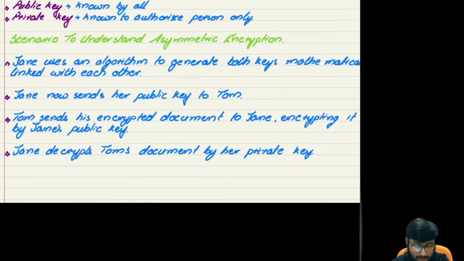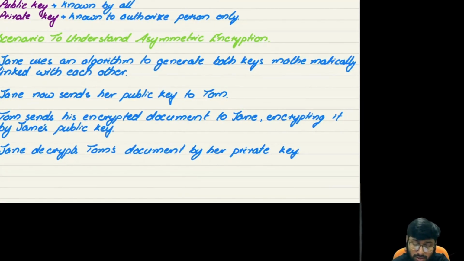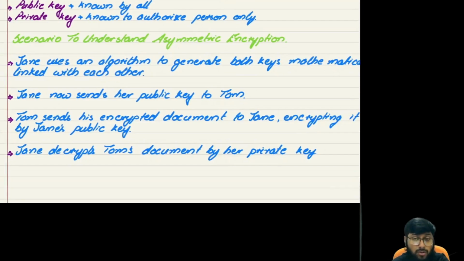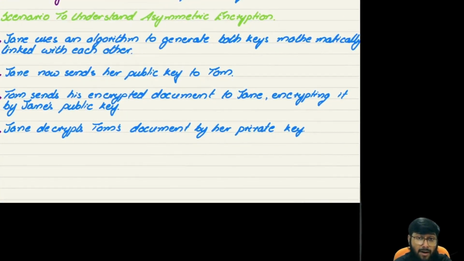Now let's take a scenario. The scenario is that Jane needs to send some data to Tom in a similar office. Now what are they going to do? Jane uses an algorithm to generate both keys, mathematically linked with each other. Now what are those two keys? These are the public key and the private key. They are both linked with each other. Jane now sends her public key to Tom. So she created a public key and a private key with a mathematical expression, and just after that she is sending the public key towards Tom.